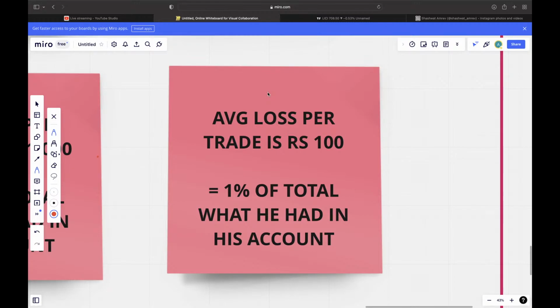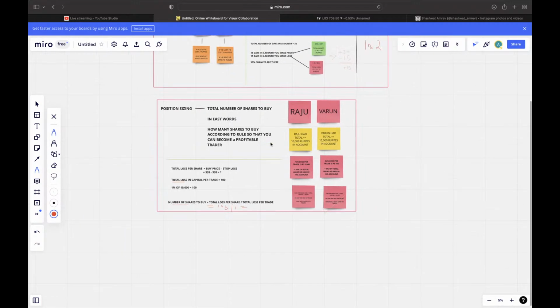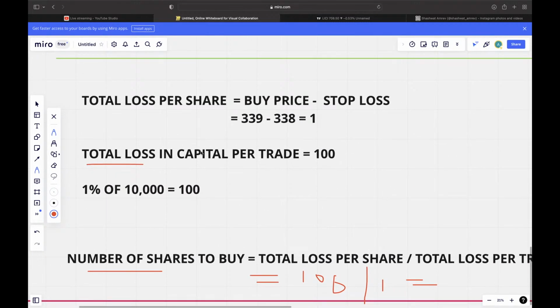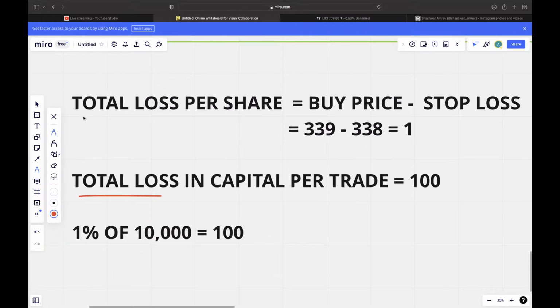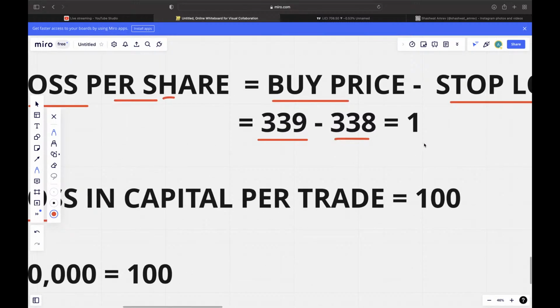Is it okay, guys? Did you understand this? This is the concept of position sizing. Let's see how to find out how many shares to buy. So total loss per share, this is the formula everyone. Total loss per share equals buy price minus stop loss. So for example, my buy price is 339, my stop loss is 338. Total loss per share is 1 rupee.